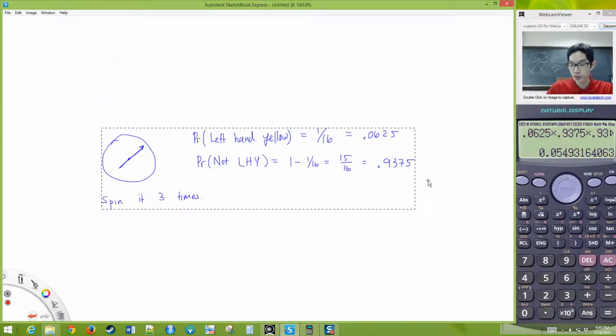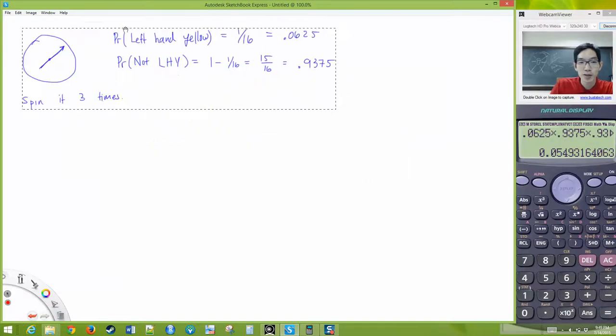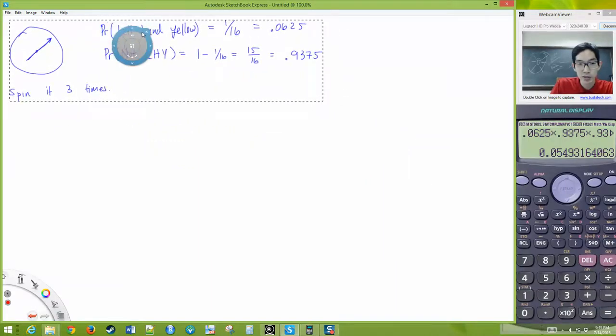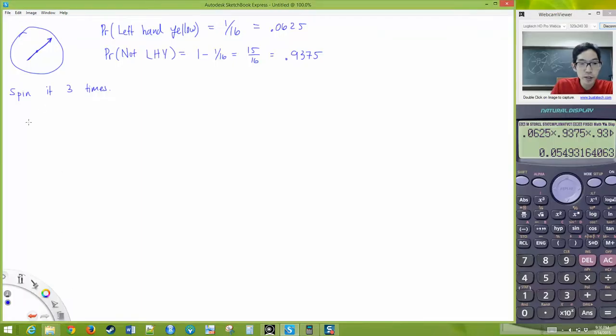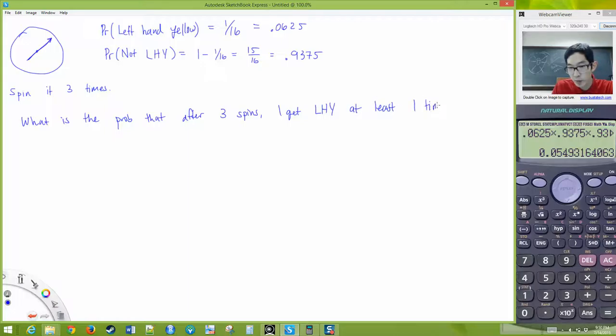This is, in my opinion, maybe the one that requires the most mental thought. Okay, what is the probability that after three spins, I get left-hand yellow at least one time? Okay? So here's this thing, at least one time.